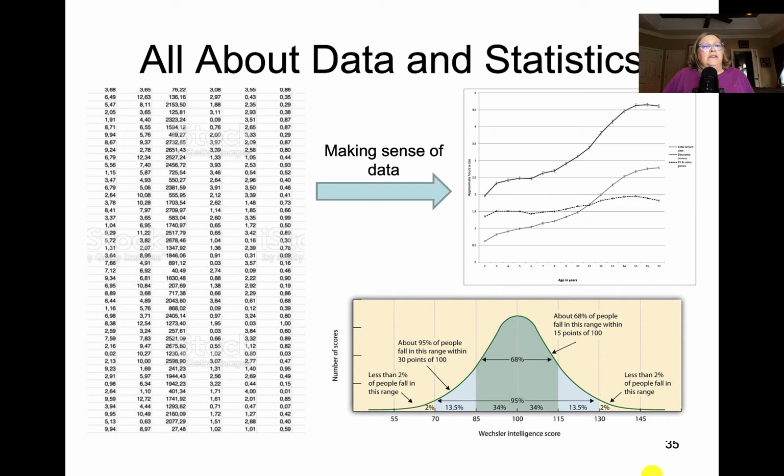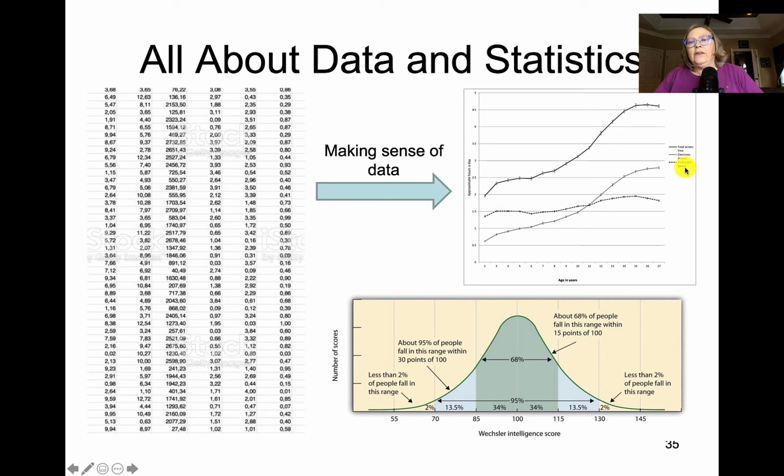So over here on the left, you see just columns and columns of numbers. It's an Excel spreadsheet, and those could easily be the result of a sociological experiment, a psychological experiment, any kind of data collection. And it's not very meaningful. I mean, it's not possible to look through countless numbers and make sense of it. And so the way we make sense of data is through statistics.